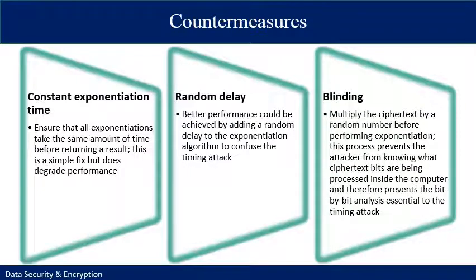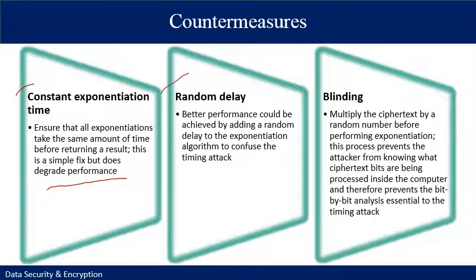Although the timing attack is a serious threat, there are simple countermeasures that can be used. First of all, you can add a constant exponentiation time. It will ensure that all the calculations take the same amount of time before returning a result. This is a simple fix but does degrade the performance. If all the calculations take the same amount of time, you cannot guess which decryption is different from the other. Therefore, all will look the same.